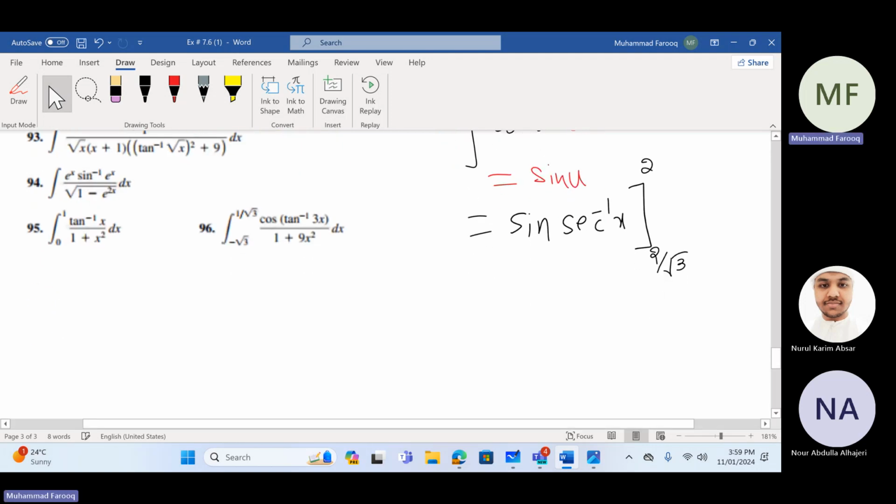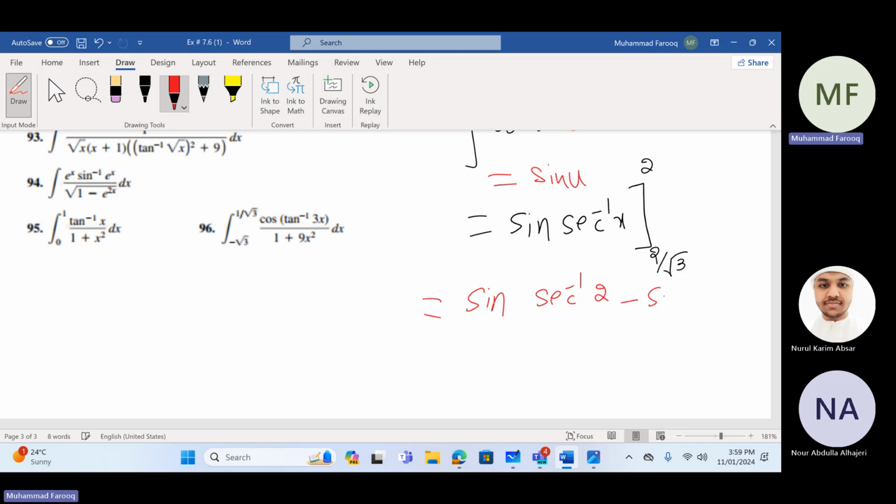Feel 1 over cosine inverse. Okay, so this is basically sine with secant inverse. I have 2, understand? And then minus sine secant inverse of 2 over root 3. Okay.